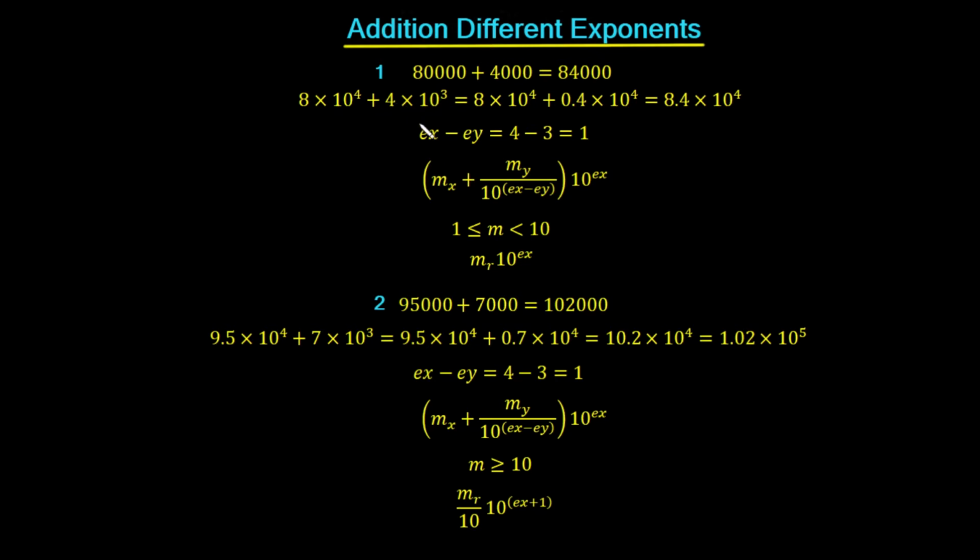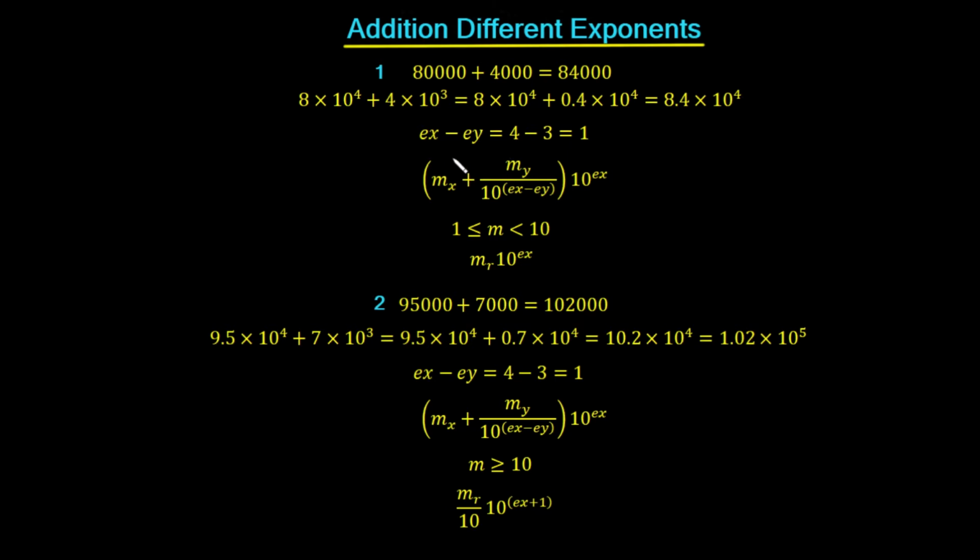So our algorithm said that we had to take the smallest exponent and make it the same as the largest exponent. So it means that this 10 to the power of 3 here becomes 10 to the power of 4. But of course, in order to keep the arithmetic correct, it means we're going to have to decrease this value here by a factor of 10. So this is going to be 0.4 times 10 to the power of 4. So it means that we can now add these two together. So 8 plus 0.4 is 8.4, and the exponent is 10 to the power of 4.